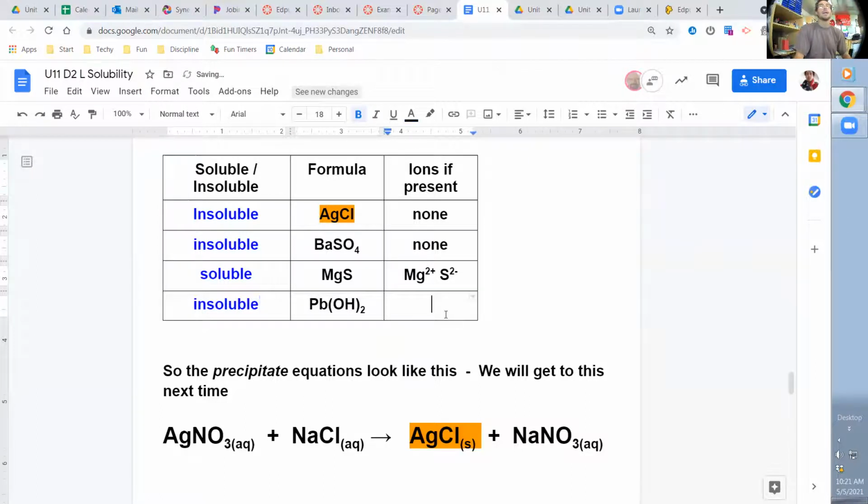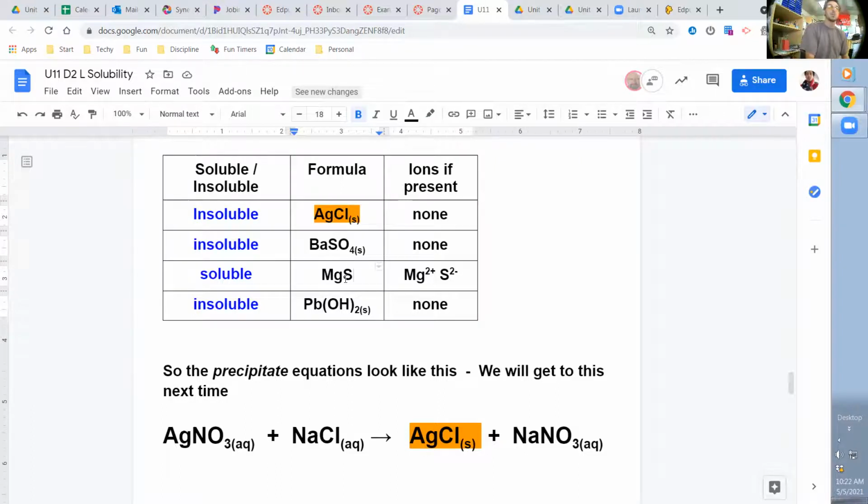Okay, are there ions present in the cup of water if the substance is insoluble? No, there are no ions, meaning that lead hydroxide is a solid. So you could even say that barium sulfate is a solid. You can say that the AgCl is a solid.